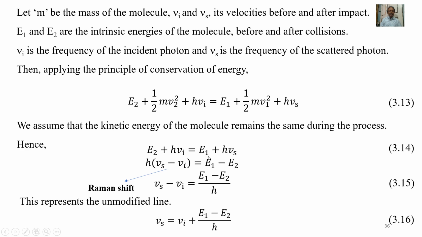So you bring h nu I to that side, taking the h common out. We have h times nu S minus nu I, which is equal to E1 minus E2. So we bring the term h here. Then we have nu S minus nu I, which is equal to E1 minus E2 divided by h. And nu S minus nu I is known as Raman shift. And this equation represents the unmodified line. So nu S equals nu I plus E1 minus E2 divided by h. So you bring nu I to that side, we will have this equation 3.16.